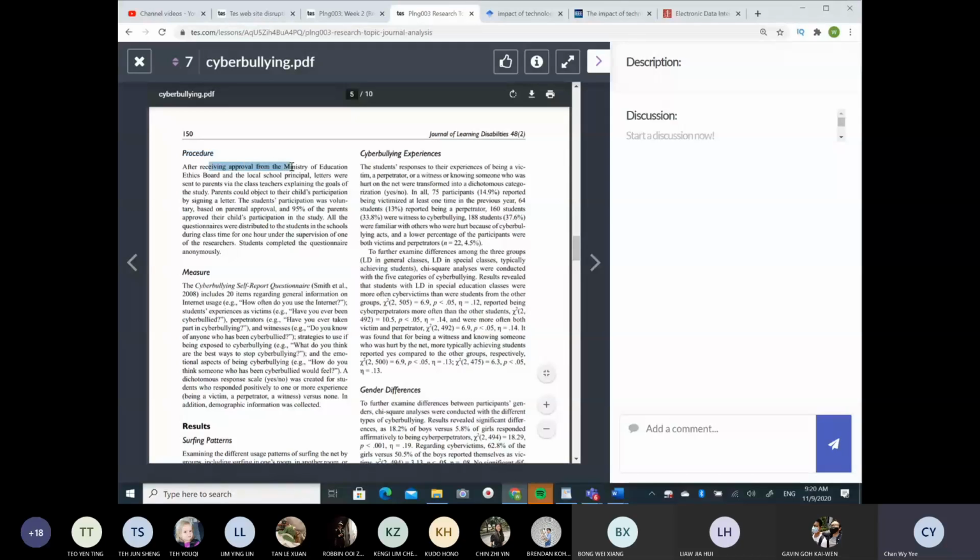First of all, they gained approval from the Ministry of Education, to tell them that they are going to collect data, and parents who choose not to allow their child to participate can do so. But the approval rate was 95%. All these questionnaires were distributed to the students in school during class time for 1 hour under the supervision of the researchers. Students completed the questionnaire anonymously.